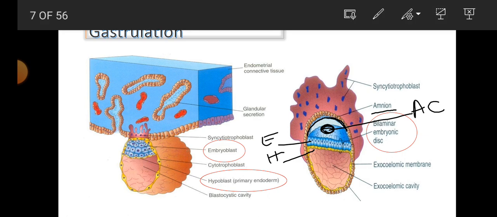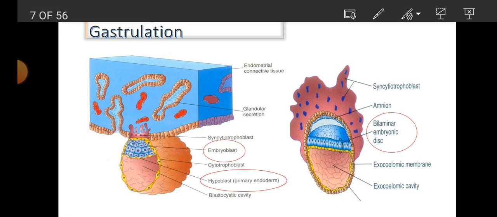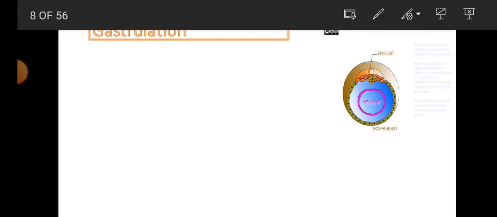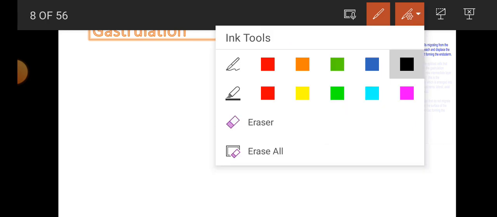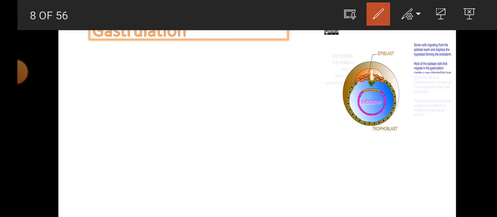What are the two cavities? The amniotic cavity and the exocoelomic cavity. Now the blastocyst cavity is called the extracoelomic cavity. This further continuation is called gastrulation. The term gastrulation refers to the development of three germ layers. Development of three germ layers is called gastrulation.